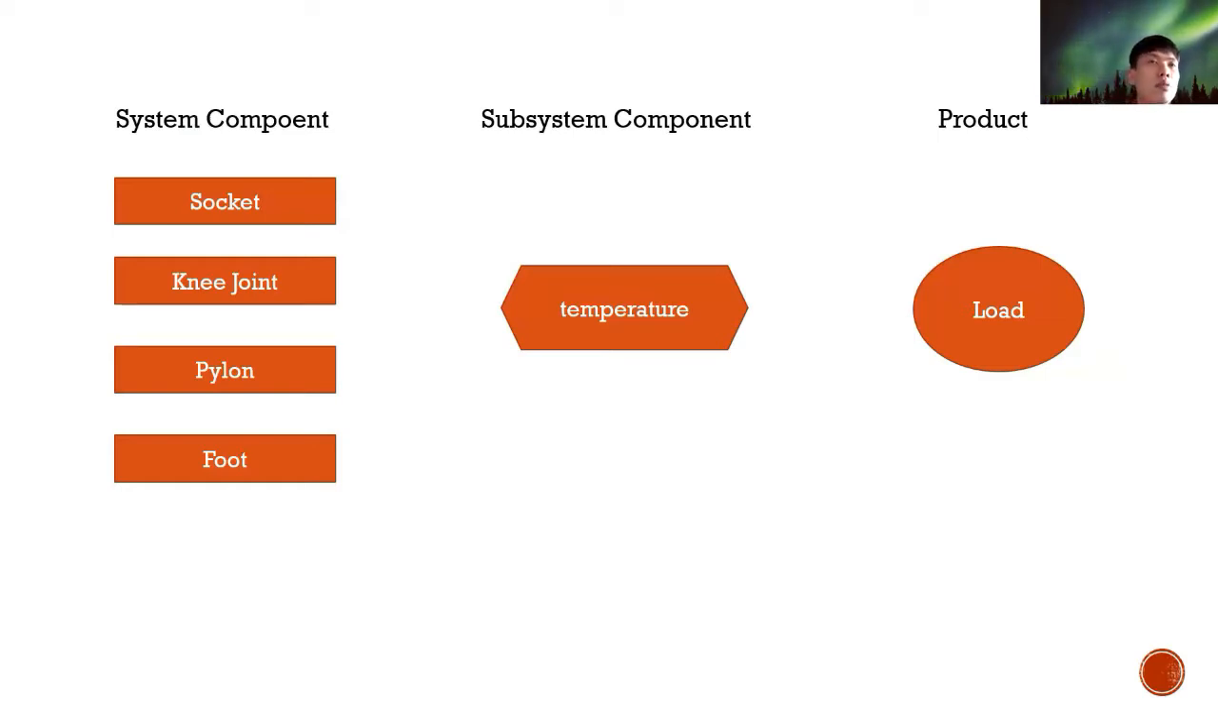In this product, the system components are the socket, knee joint, pylon, and foot. And the subsystem component is the temperature, which I cannot control. And the product is the load, the human load.